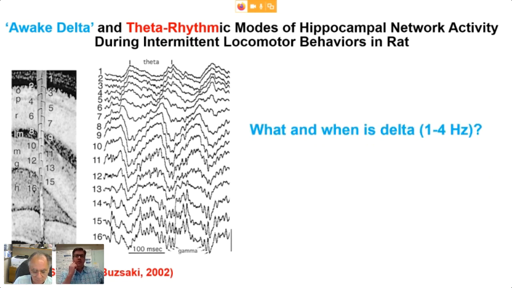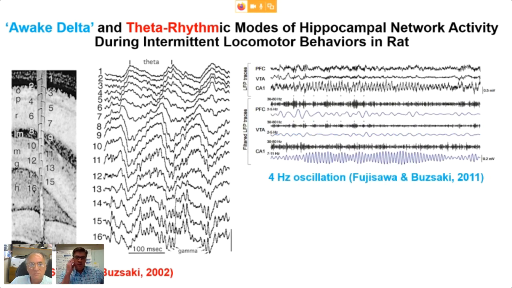Delta is a bit of a more complicated thing to discuss because the field has a lot of different perspectives on it. One of which is, again, from the Buzsaki lab, a 4 hertz oscillation that's within what we would call delta, which is the 1 to 4 hertz frequency band. You can see that a 4 hertz oscillation emerges in PFC, the prefrontal cortex, and the ventral tegmental area during a working memory task.